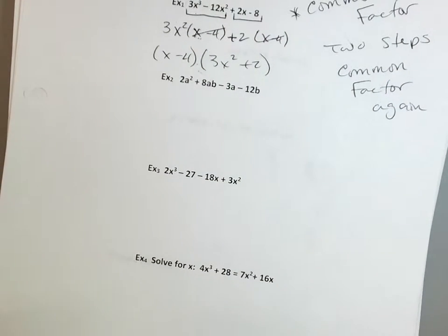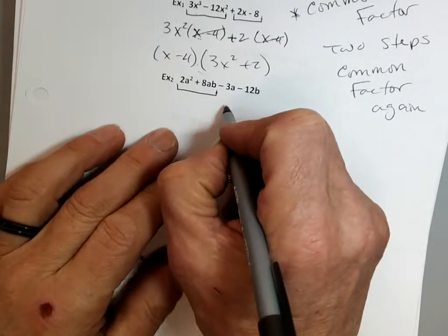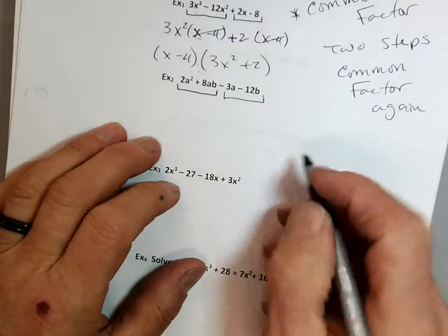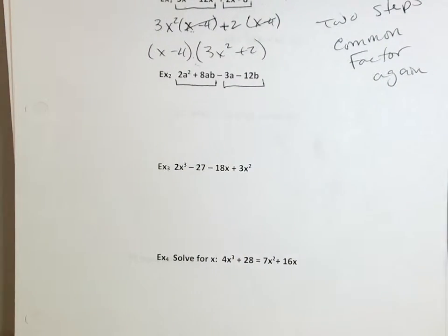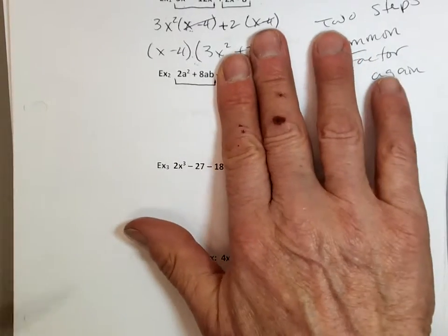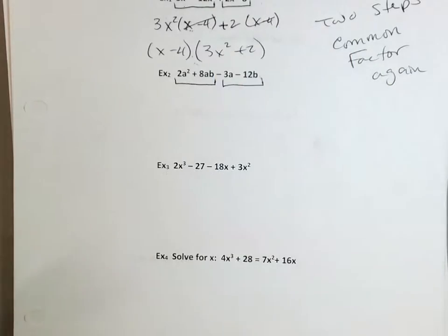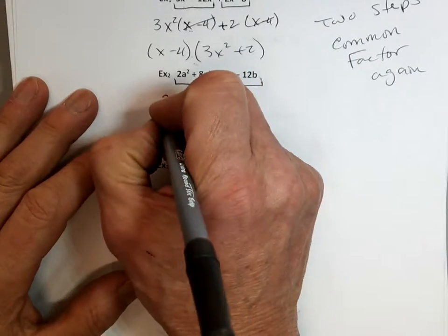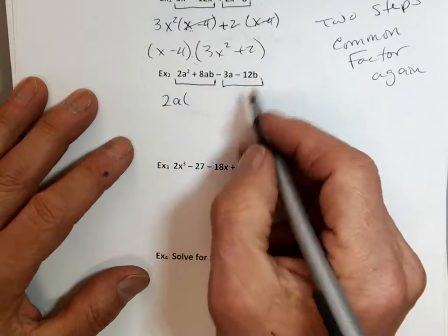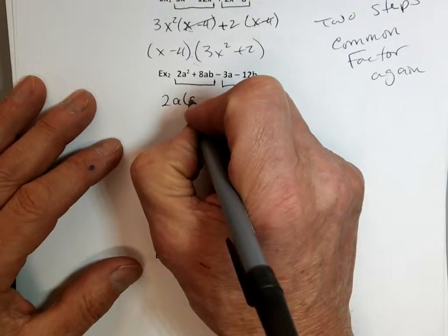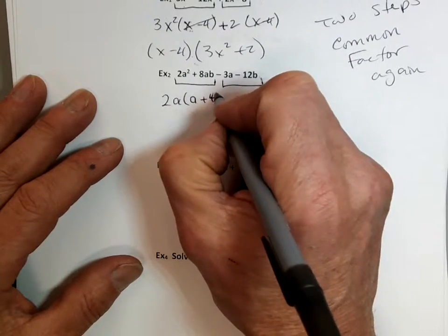So, again, same thing. Let's pair them up. First two together, and second pair go together. And again, just completely ignore the second two because we only want to tackle the first two. What do they have in common? A 2a. They've got a multiple 2 in common and an a. So I'd have a plus 4b.